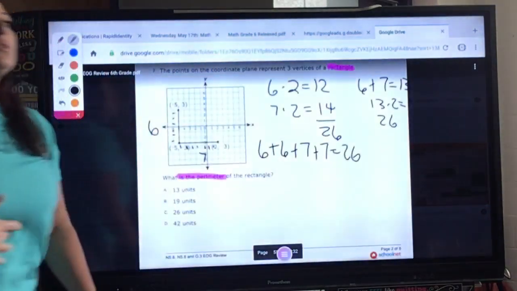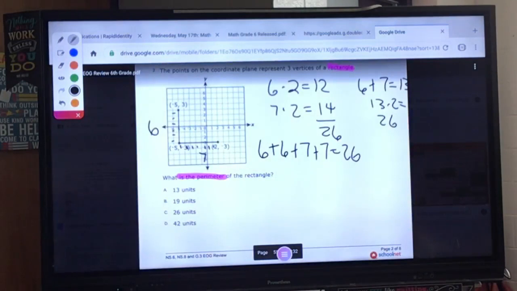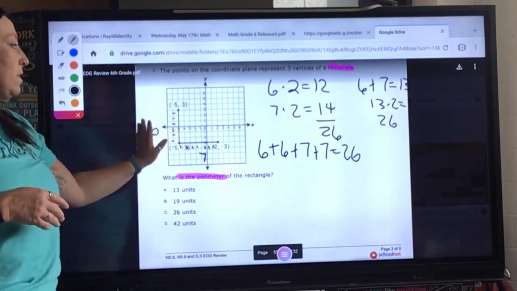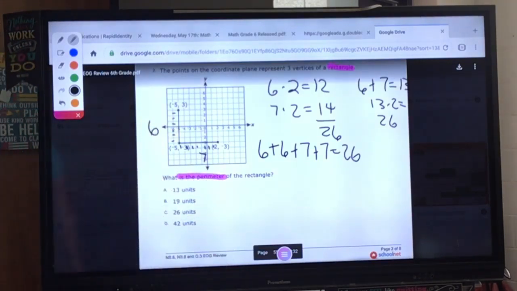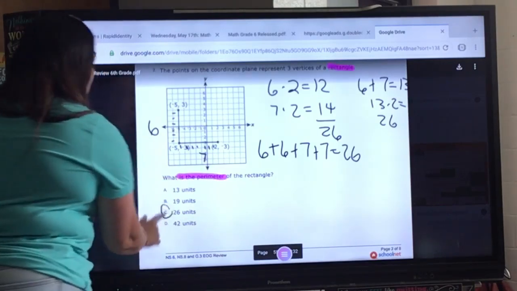Alright, so multiple different ways to solve this problem. There's a right way, but there's no specific, you gotta do it this way. What you need to understand though is what? Are you finding area or perimeter? Perimeter. So if you get confused when you find area, you're doing 6 times 7, right? Which is 42. Is 42 an answer choice? Yes, it is. Why did they put it on there? To trick you. Alright, the correct answer for this one is C.